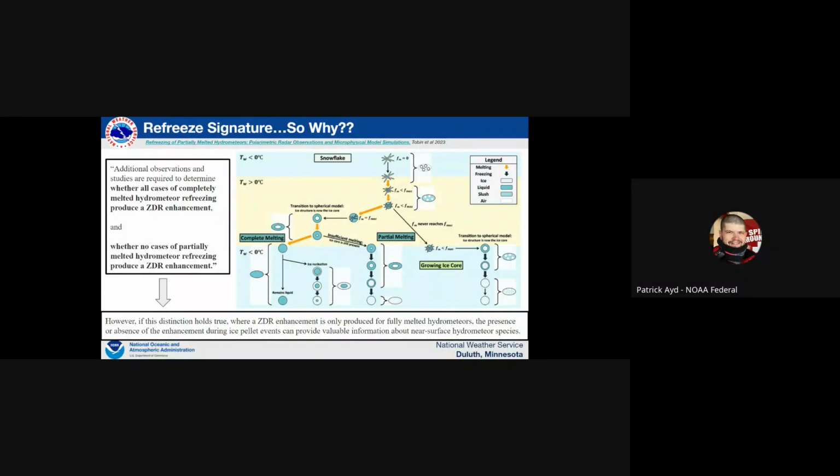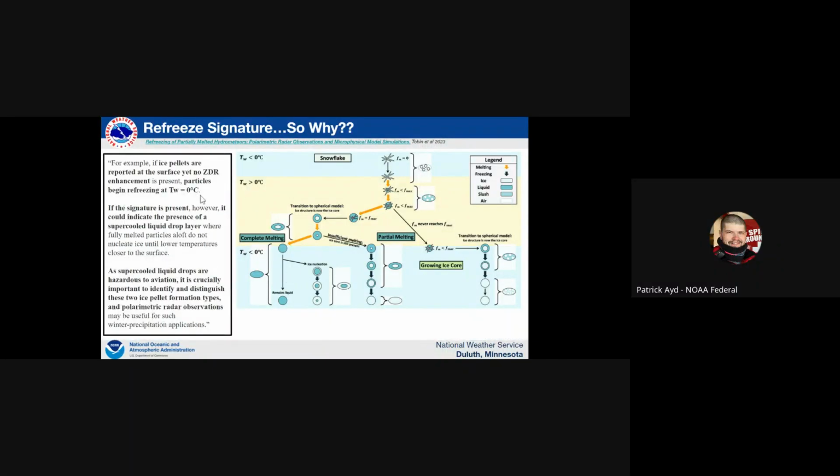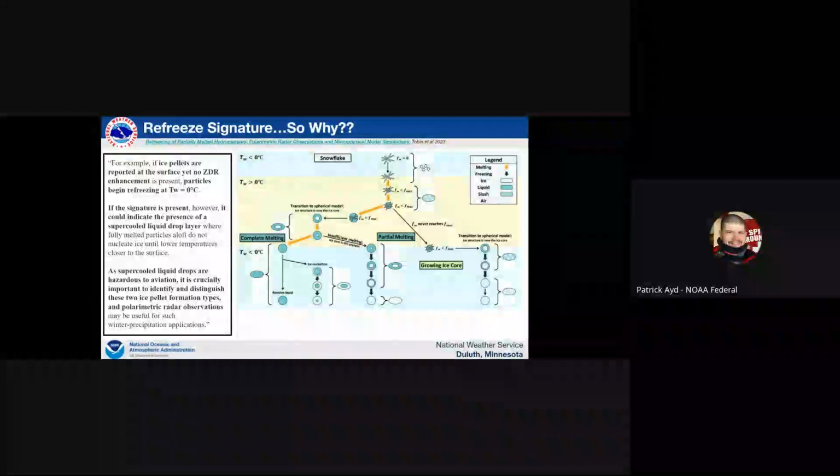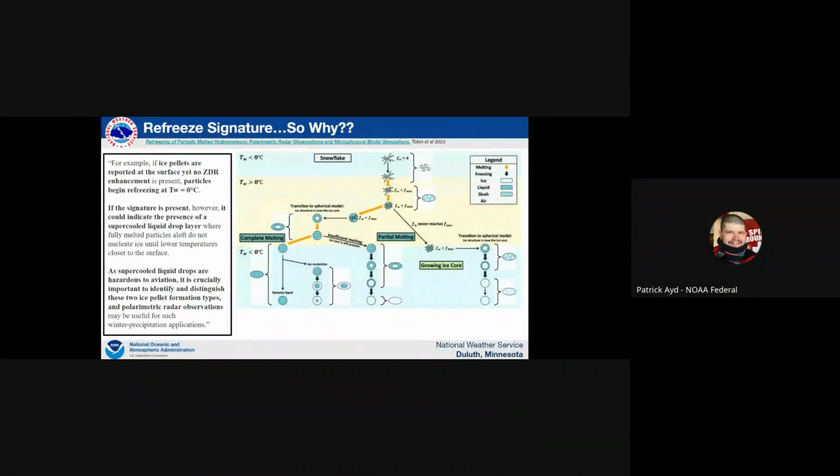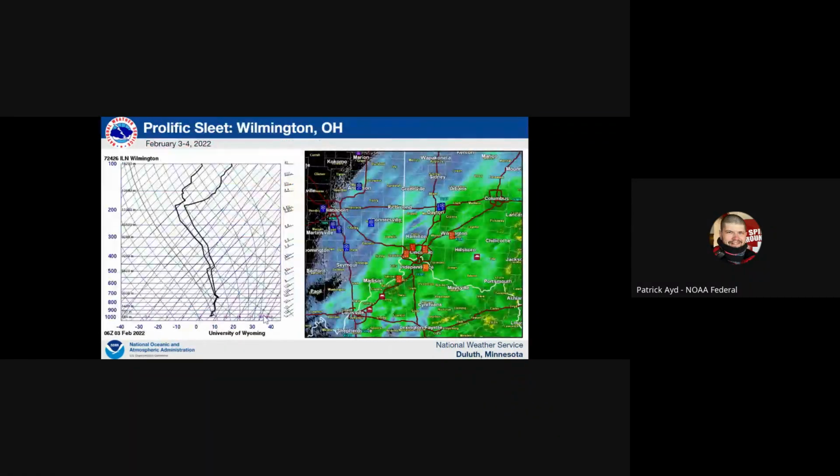So if we're getting sleet at the surface and we're seeing this ZDR enhancement, this refreeze signature, we know that we've got fully melted particles that are likely potentially supercooled at some point. So that might matter for aviation and the CWSUs and AWC. And if we're getting sleet at the surface which doesn't have that ZDR enhancement, that refreeze signature, within the melting layer, or at least encircled by it, then we know we have hydrometeors that are only partially melted. So we don't have as much of a supercooled presence, i.e. threat for aviation there, although not completely zero.